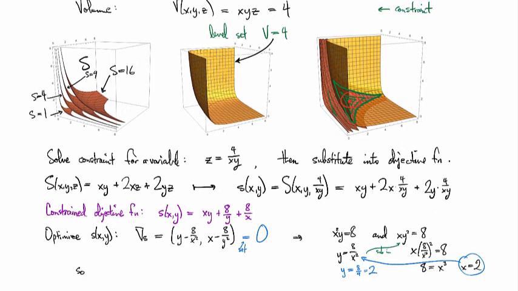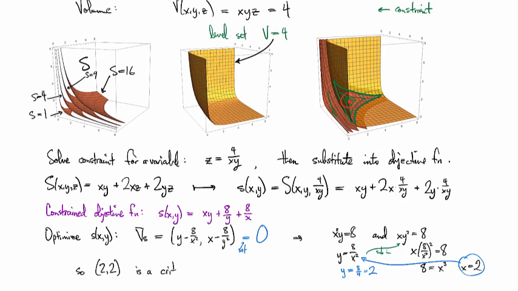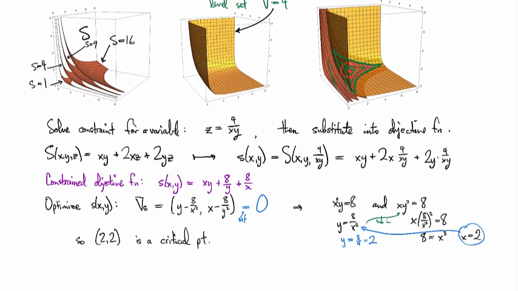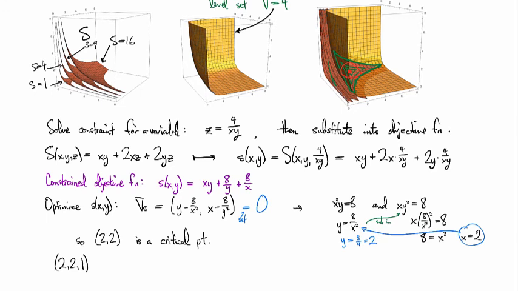So we have (2, 2) as a critical point. And if we punch that into the function, we see (2, 2, 1), because when x is equal to 2 and y is equal to 2, then our constraint right here is going to tell us that the z coordinate has to be equal to 1.